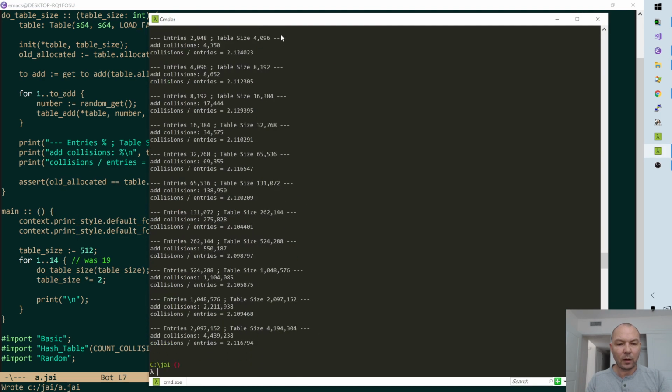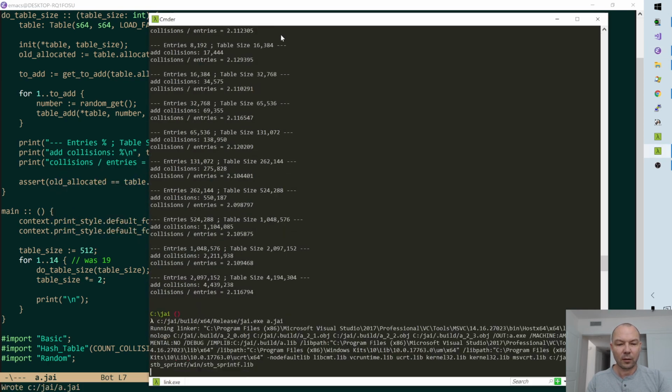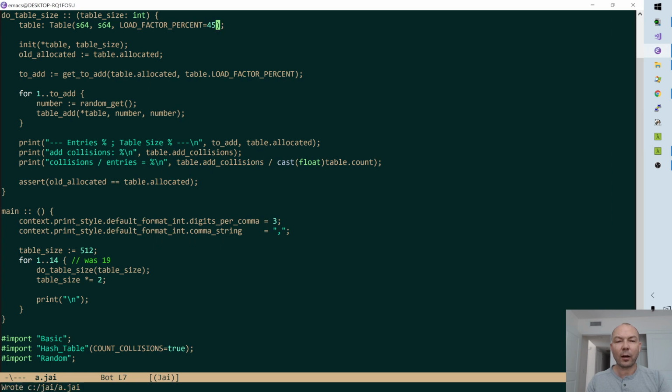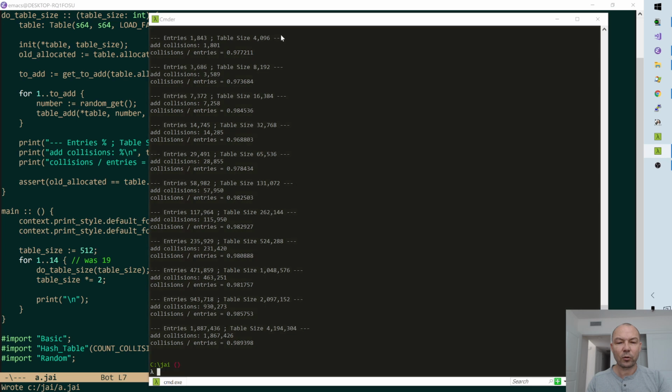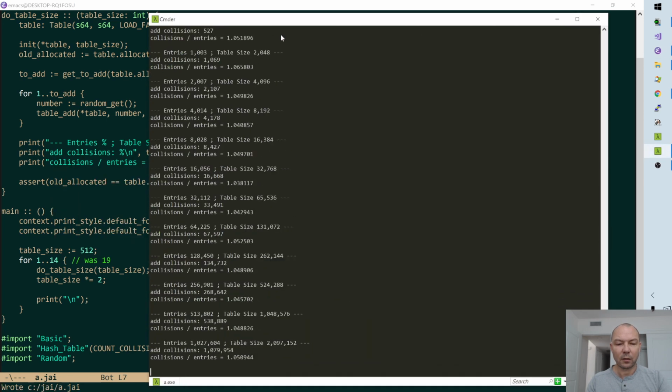No, 50 is trash somehow. 40. 40 is way better. What? Although 40 is a lot higher than 33. What about 45? We're approaching 1. 49. We're at 1.